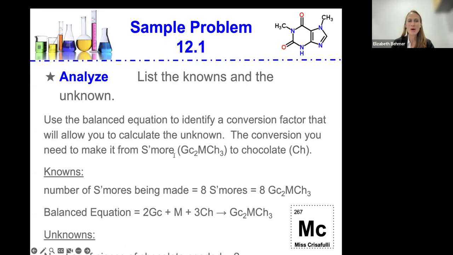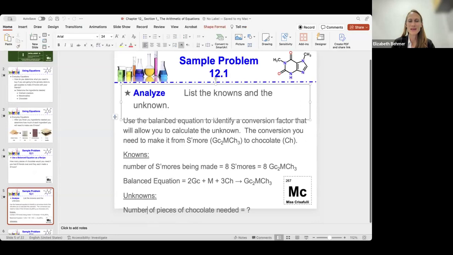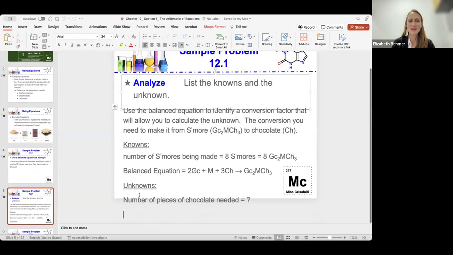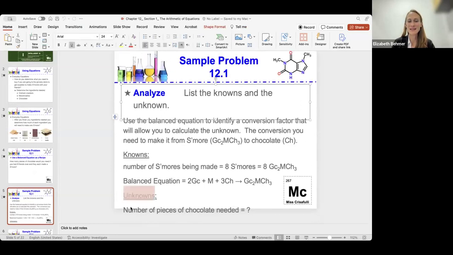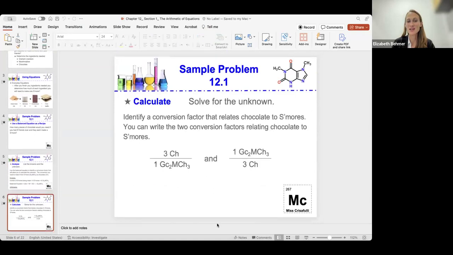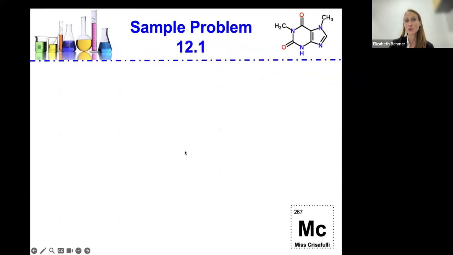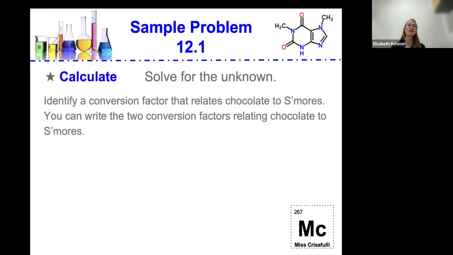Let me go ahead and move my PowerPoint up because it's just asking then for the number of chocolate pieces needed. As you can see there, that is our unknown. So the unknown is how many chocolates will we need then? We'll solve for the unknown by identifying a conversion factor that relates chocolate to s'mores, and you can write the 2 conversion factors relating the chocolates to the s'mores.